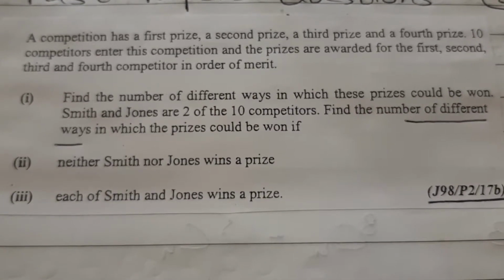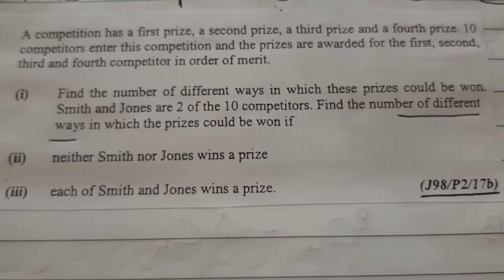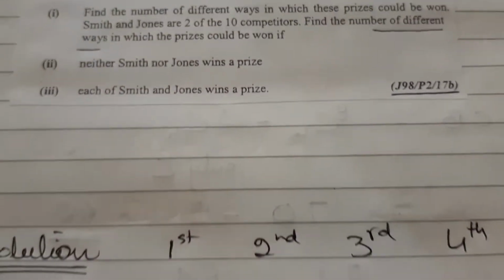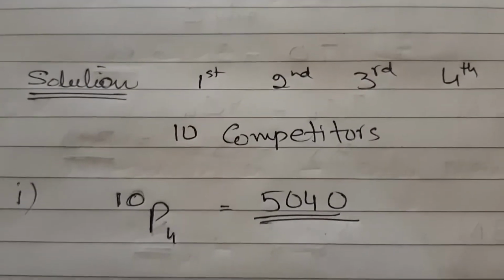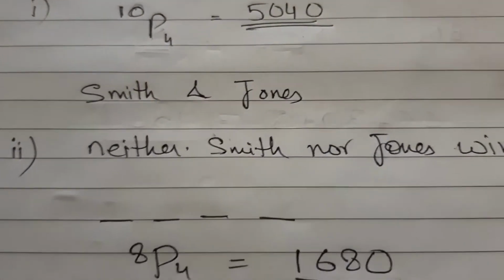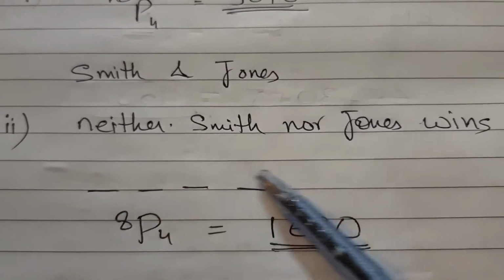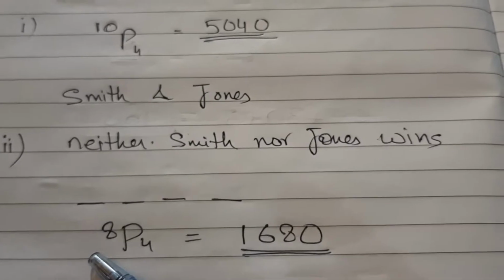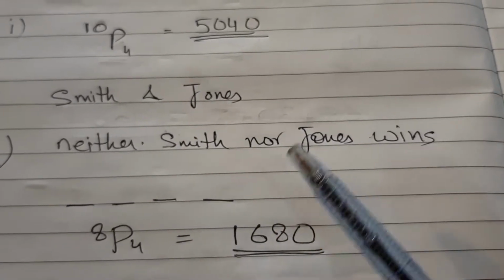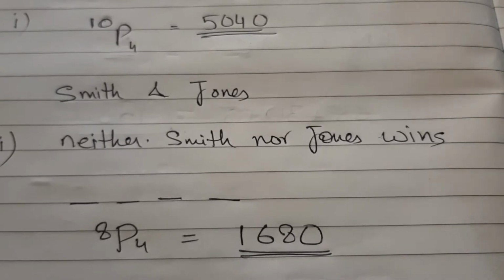It means total are 10, right? So if these 2 are out, how many are remaining? 8. So the prizes will be won from those 8 people. So it would be 8P4, because we have to select 4 people from the remaining 8 people. Neither Jones nor Smith wins. So there are 1680 ways.